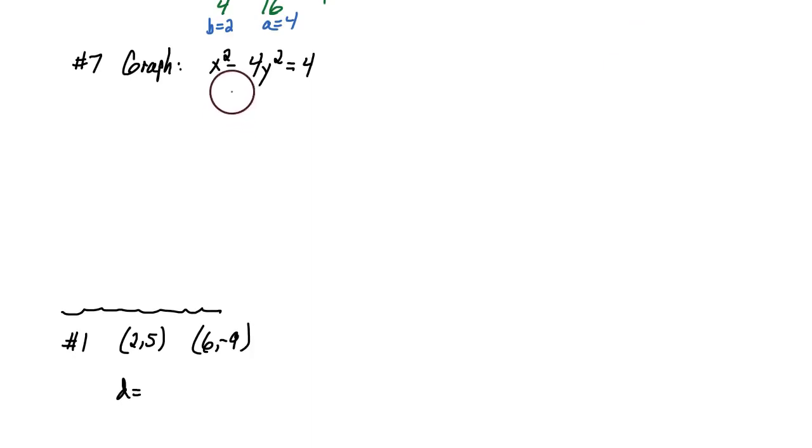Number 7. This time we have x squared and y squared, and it's got a minus sign. So I'm thinking hyperbola. But for a hyperbola, the equation should say equals 1. So let's divide everything by 4. We have x squared over 4 minus y squared is equal to 1. If it helps, put a 1 under the denominator. Now we can see that a is 2 and b is 1.